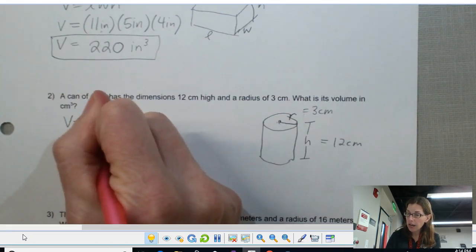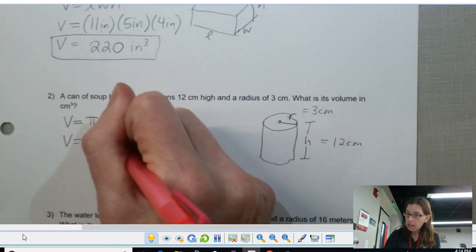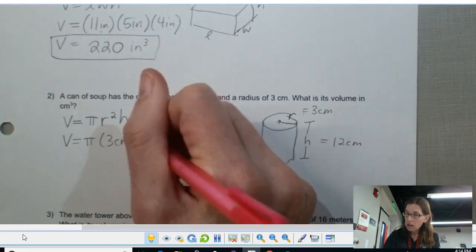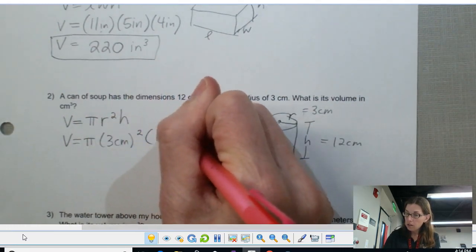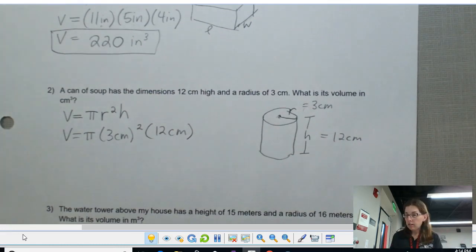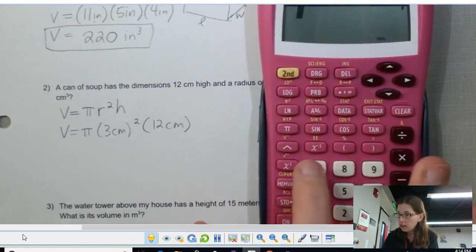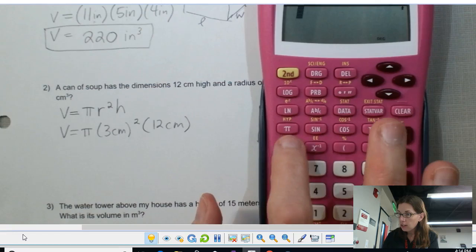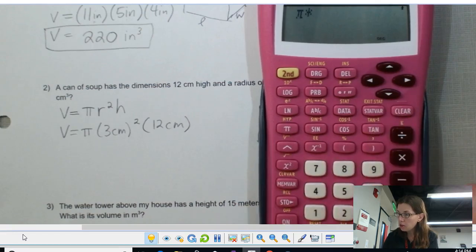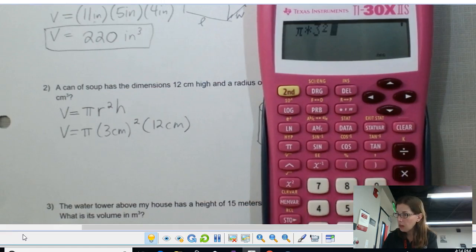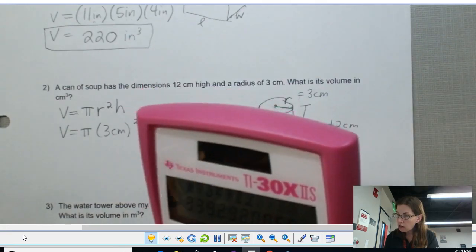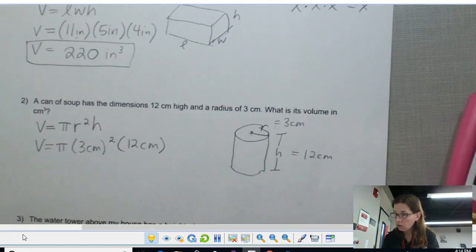Volume equals pi times 3 centimeters squared times 12 centimeters. In my calculator now, I'm going to solve this equation. I'm going to say pi, so let me show you on the calculator. This here is the pi button. So I can say pi times 3, and then here's the squared button, right down there, times 12, and that equals 339. I'm going to round.